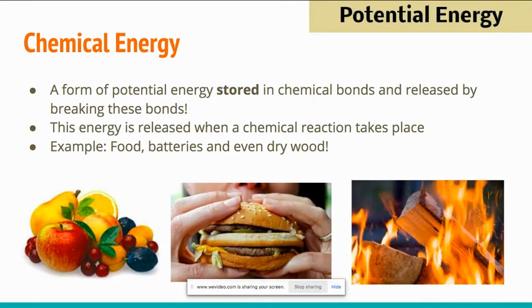And we have chemical energy. This is my personal favorite because it's the energy stored in chemical bonds and released by the breaking of chemical bonds. Now, that might sound all fancy and stuff, like you have to do it in a laboratory, but your body does it every single day.